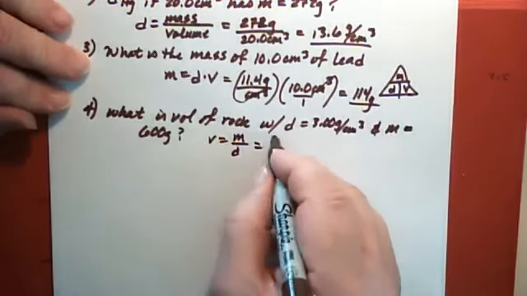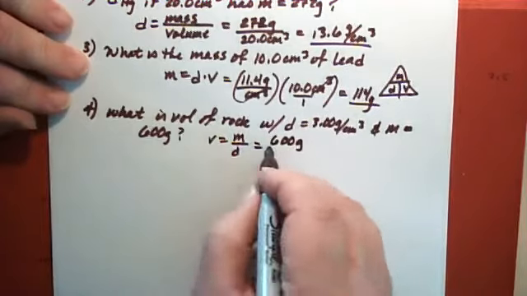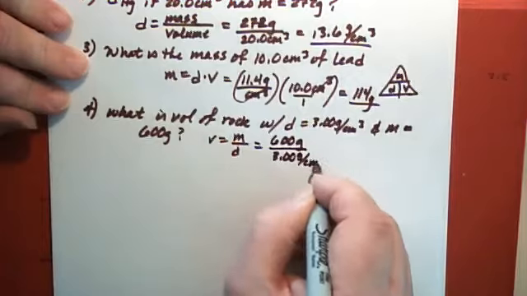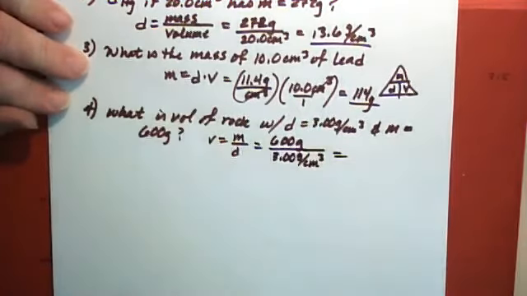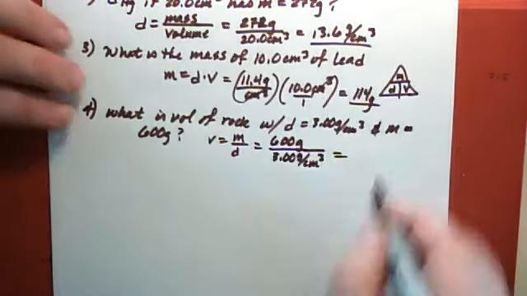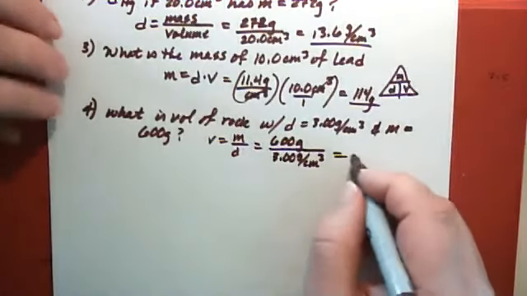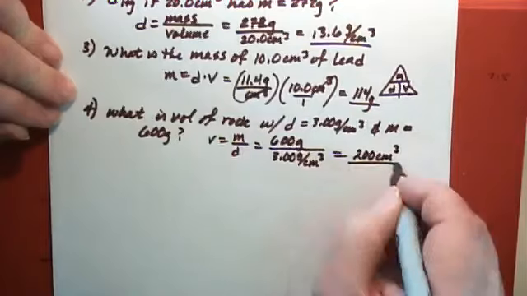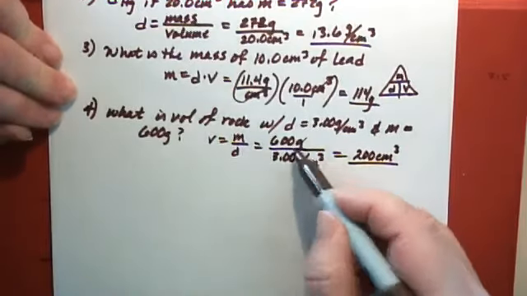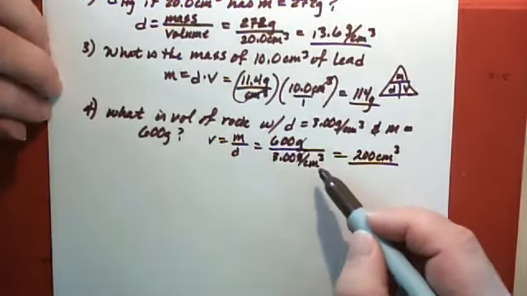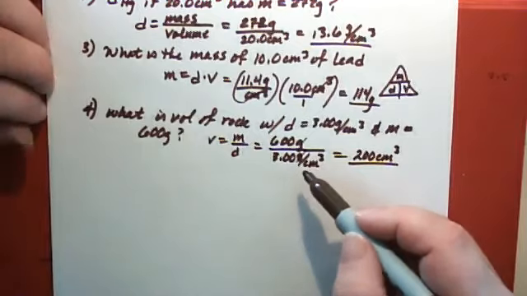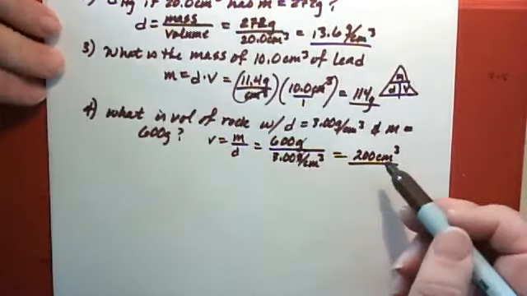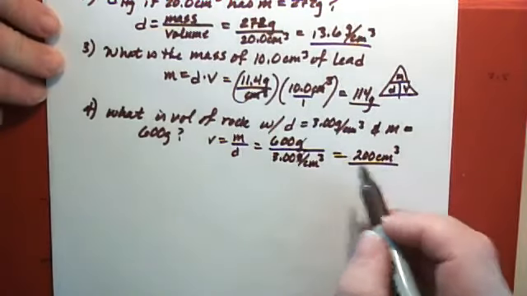So let's see, do we have the mass? Yes, we do. 600 grams, and that's over 3.00 grams per cubic centimeter. And that's going to be 200 cubic centimeters for the volume. Notice the grams will cancel with grams. Cubic centimeters are in the bottom of the fraction, which is actually the same as being on top. So that gives you 200 cubic centimeters.